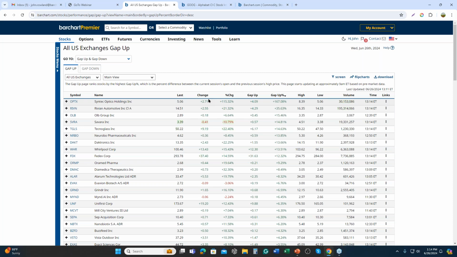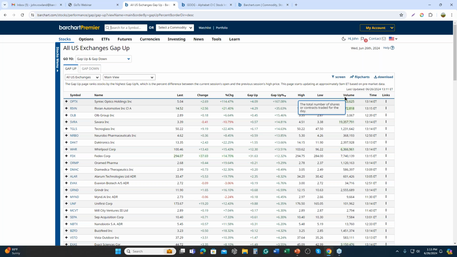These are those very simple points of reference. Last, change, percentage of change. How much did it gap up? Was that in a percentage? What is the high? What is the low? And again, volume, very simple terms. But let's now screen on this.